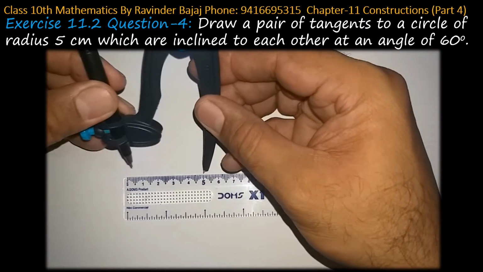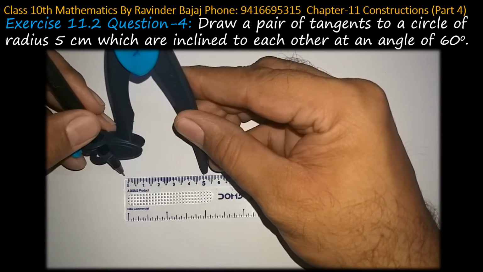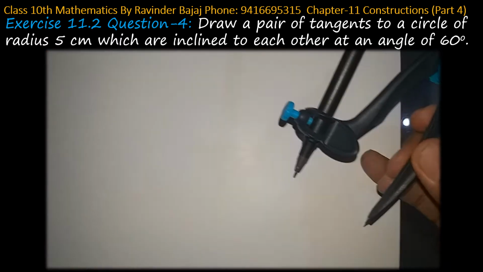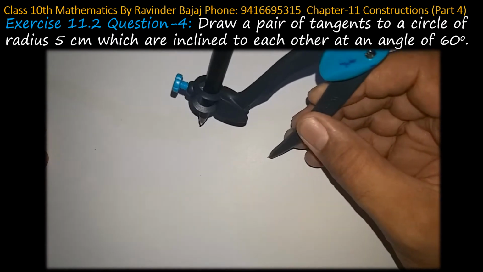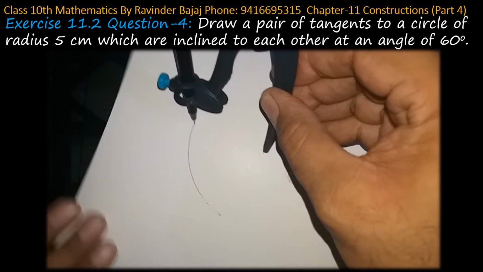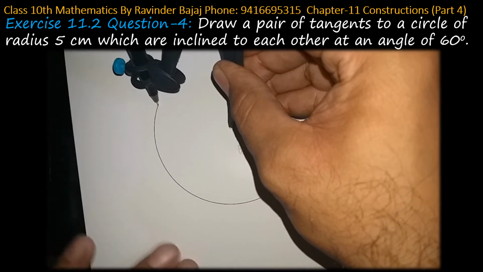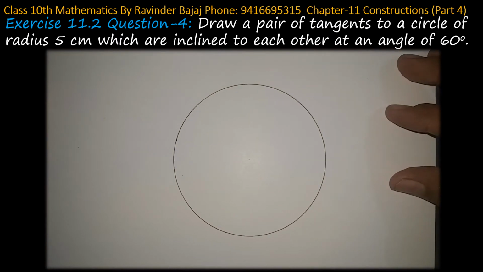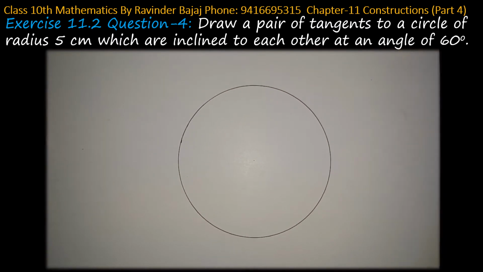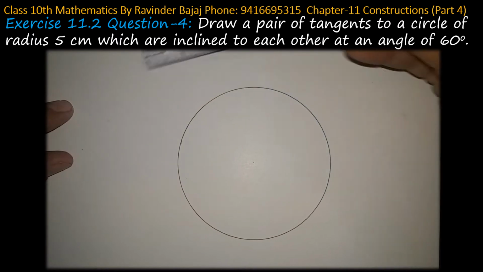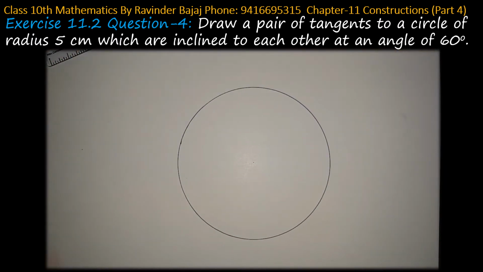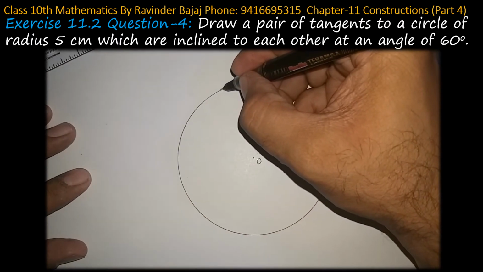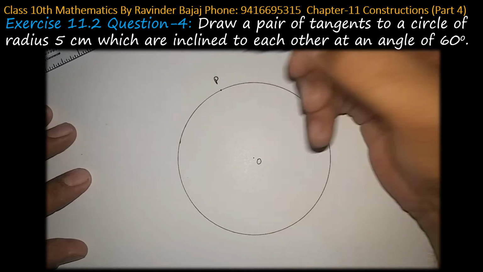So let's open the compass equal to 5 centimeter. This is open, and draw a circle of radius 5 centimeter. So here I am drawing. This is a circle of radius 5 centimeter. Now once the circle is drawn, we need two tangents and those two tangents are inclined to each other at 60 degree. So first of all, let's name them. This is the center O and take any point P on the circle. So this is a point P on the circle.